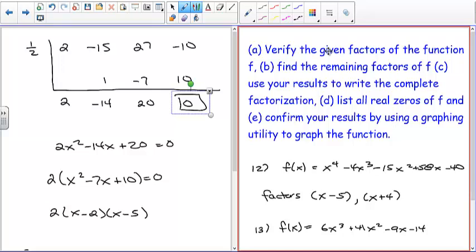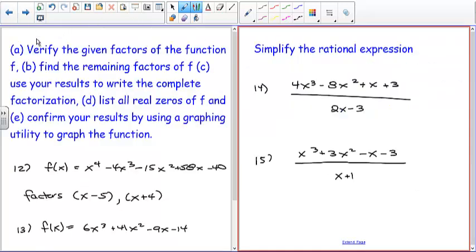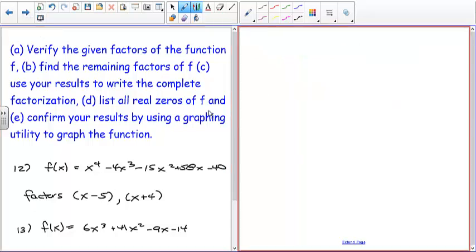The next group of problems says verify the given factors of the function f. Find the remaining factors of f. Use your results to write the complete factorization. List all the real zeros of f and confirm your results by using the graphing utility. Okay, so that last part's kind of what we just did here. I haven't done these yet, so how many of these do I have?